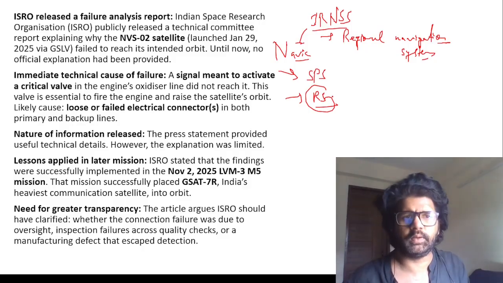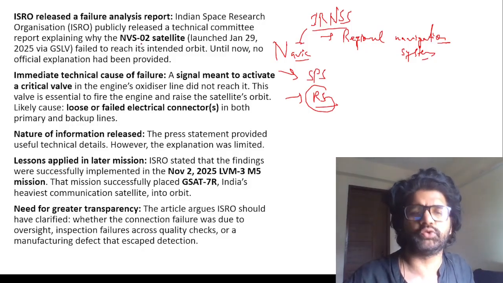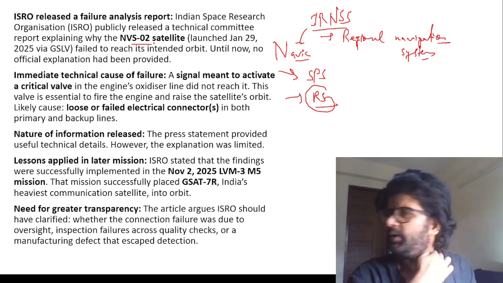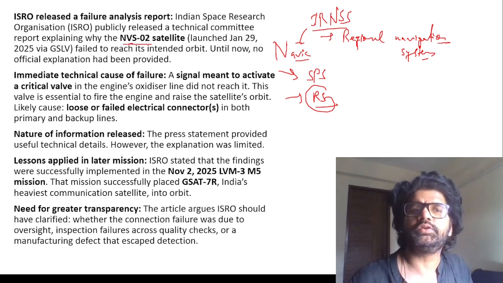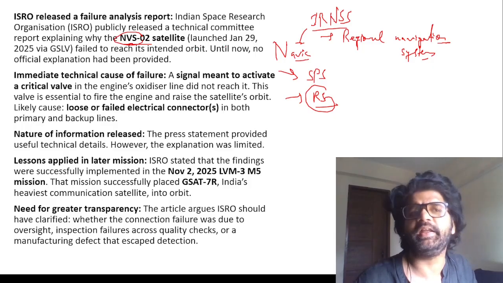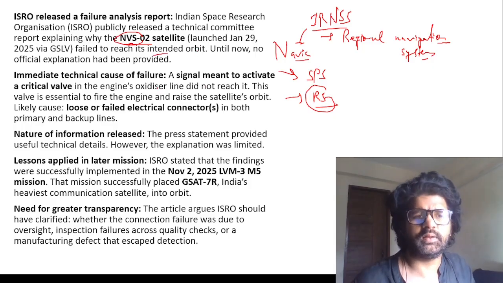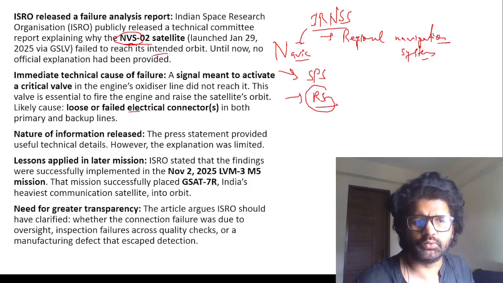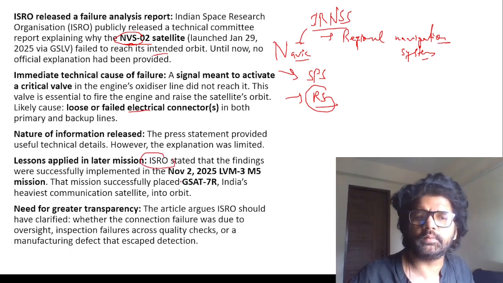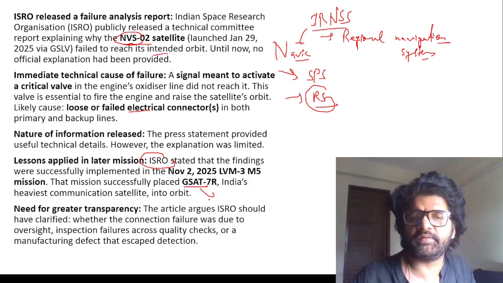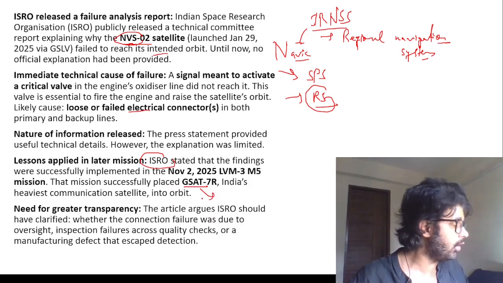So it's regional, and we are replacing those satellites. Some of them are not working because of the atomic clock issue and all. This NVS satellite failed to reach the intended orbit. The immediate technical cause given was loose or failed electrical connectors. ISRO stated that they rectified whatever issues there were, and that helped in placing GSAT-7R, a communication satellite, into orbit.